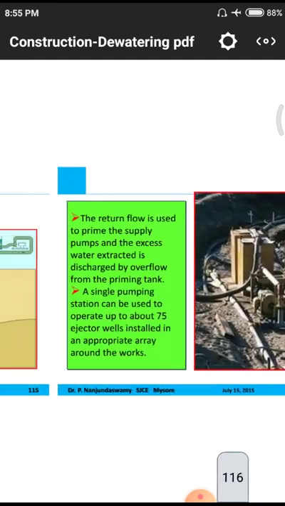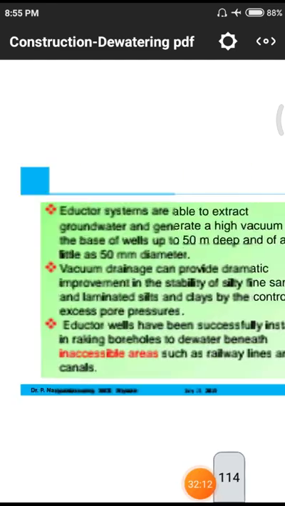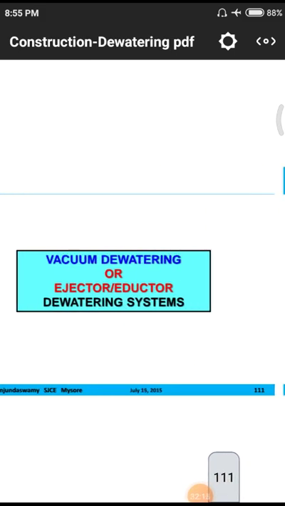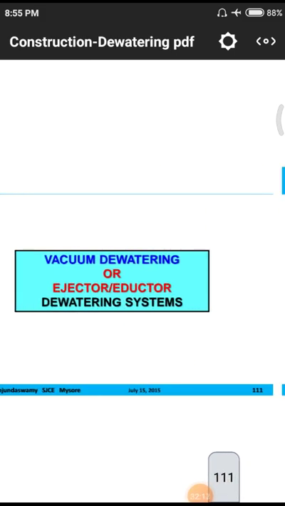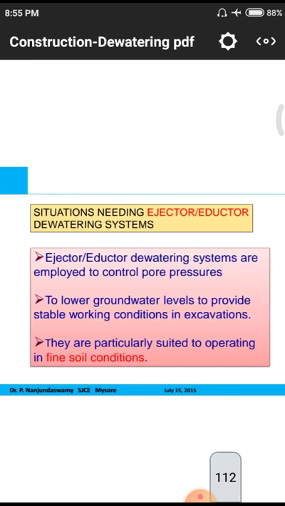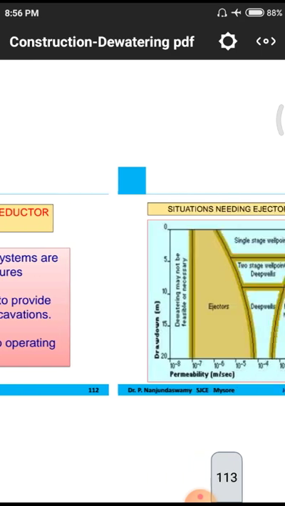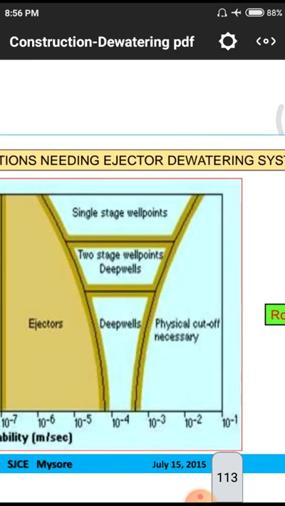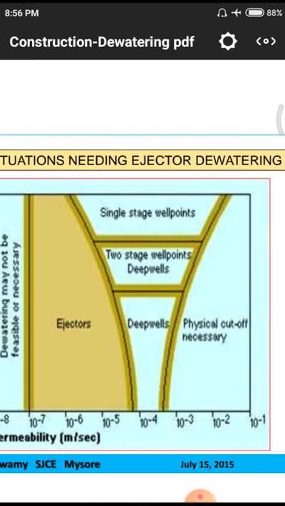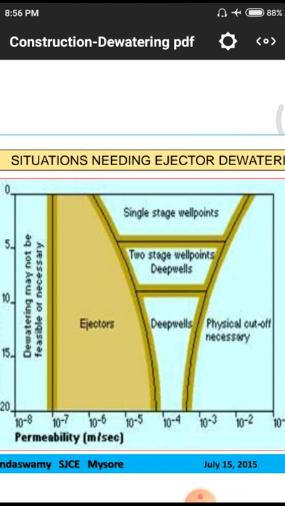Once again I will recall all those things. Vacuum dewatering system, this is the total situation needing the ejector dewatering systems. This system we need to employ by observing the soil conditions, pore water pressures and lying of groundwater table. After that, this is the employable pattern. That means at what depth, what kind of systems we have to go for.